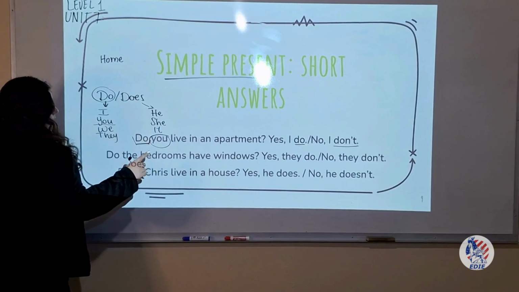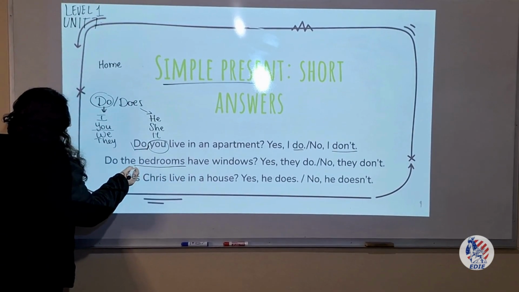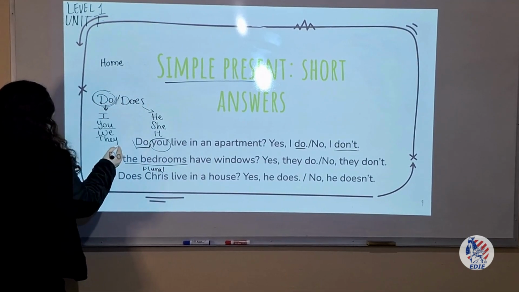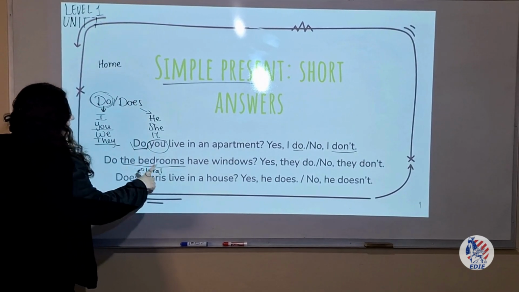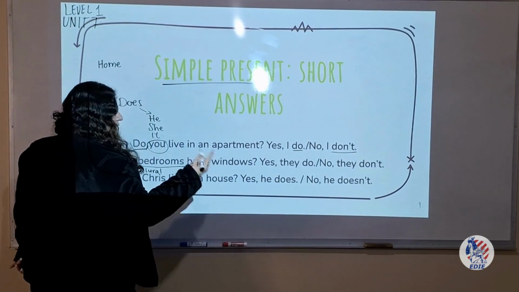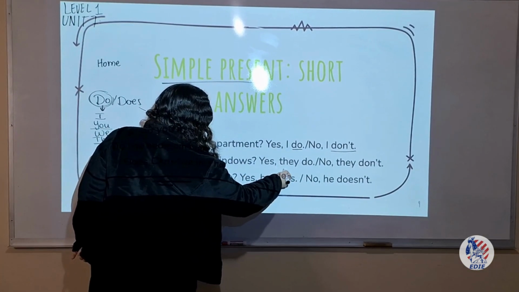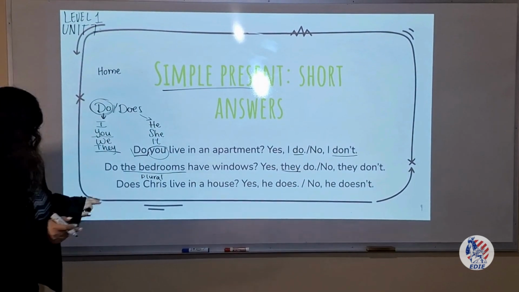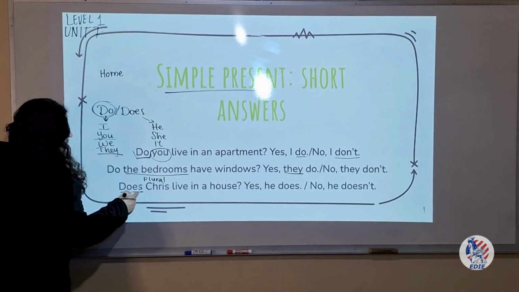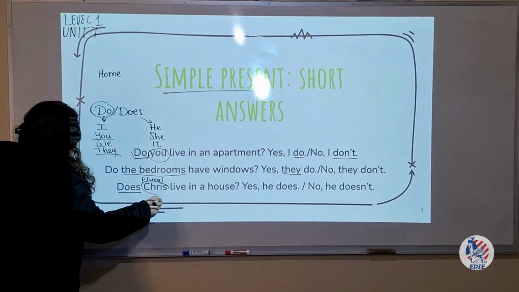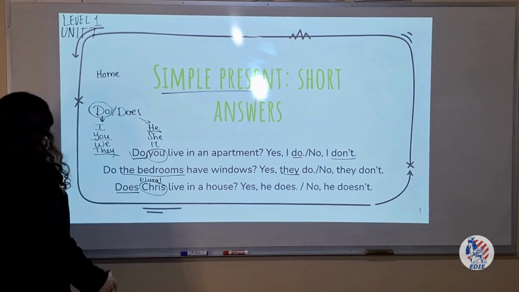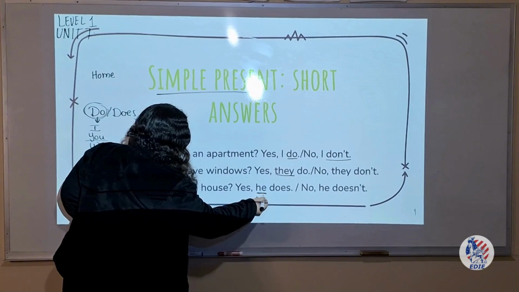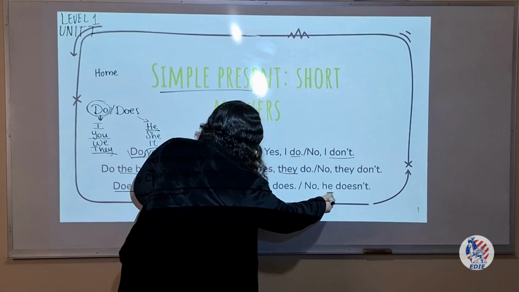Do the bedrooms have windows? Since we're talking about the bedrooms, which is plural, we're going to stick with do as we would do with they, right? Do the bedrooms have windows? And again, we follow the same logic for the answer. Yes, they do, if that is a fact, or no, they don't, if they don't. And we're going to stick with does Chris live in a house? Since Chris is a he, he's a boy. So does Chris live in a house? And following the same logic, yes, he does, or no, he doesn't.